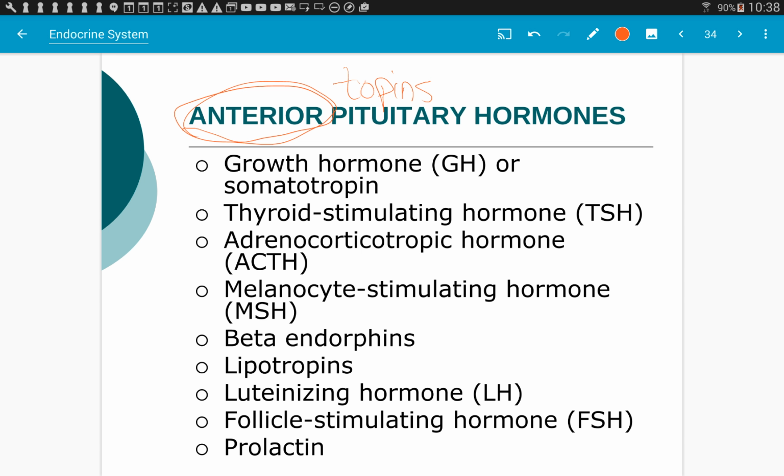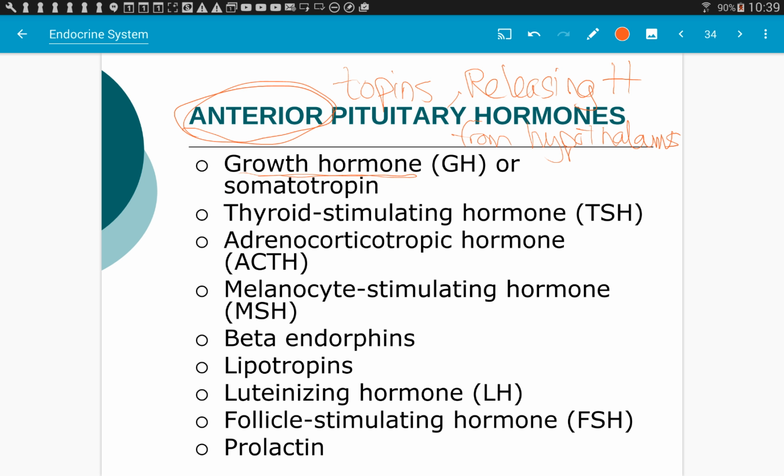It releases a releasing hormone. Remember that? So the hypothalamus releases a releasing hormone that goes to the anterior pituitary, and then it will release that specific hormone. So it requires a releasing hormone from the hypothalamus. I need to figure out how to write smaller. Hypothalamus.